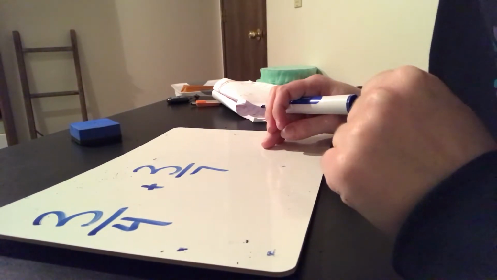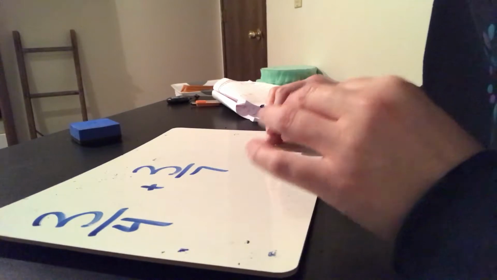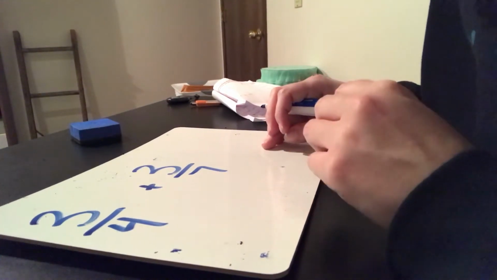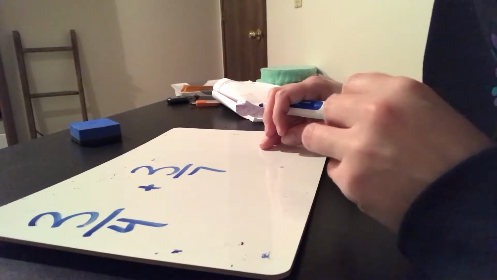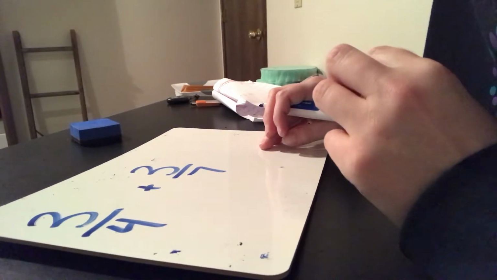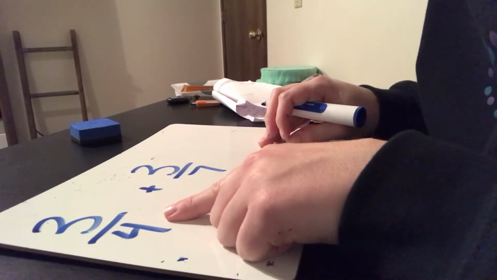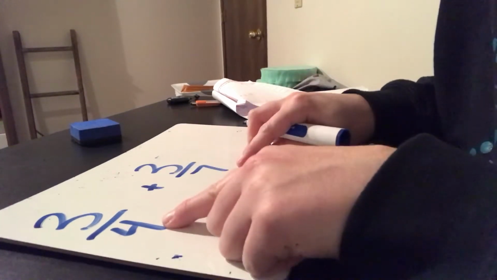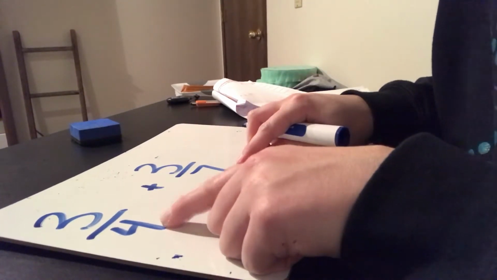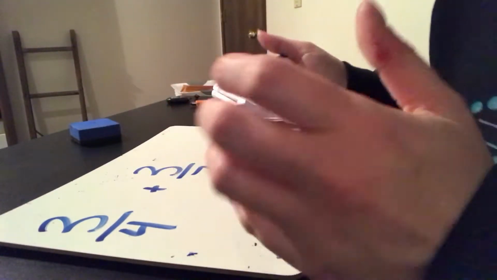Trying to think, multiples of 7. 7 times 2 is 14. 7 times 3 is 21. 4 times 4 is 16. I can't get to 21, so I might just want to multiply them against each other. 4 times 7 is 28, so 28 could be my new denominator.